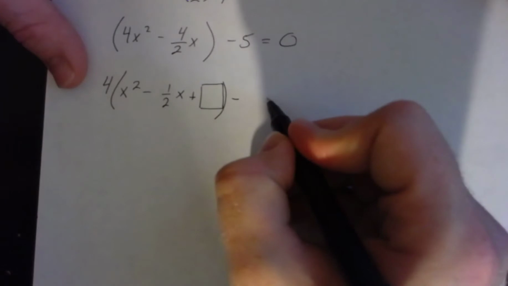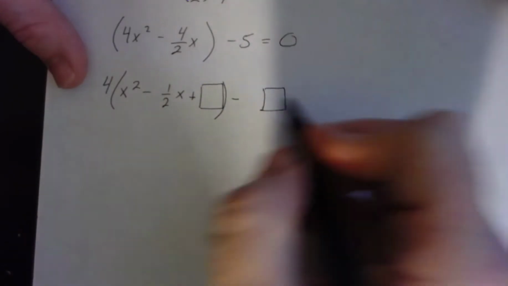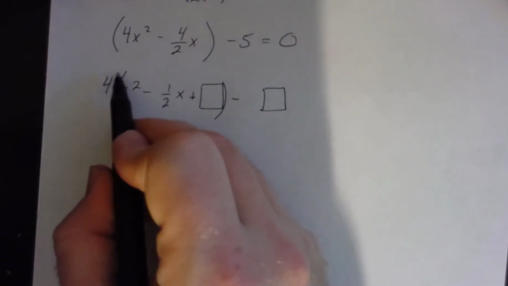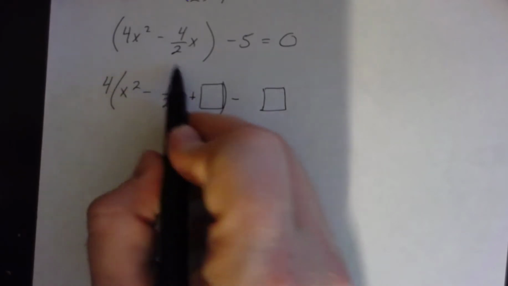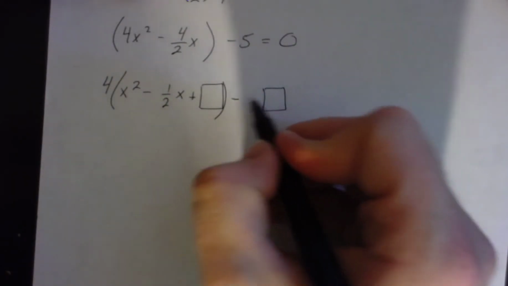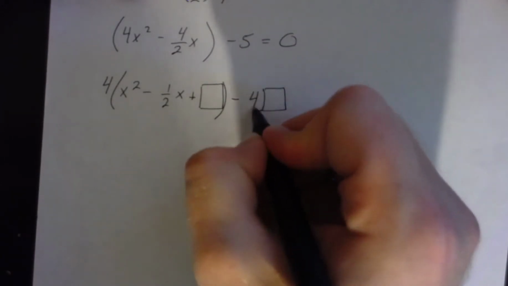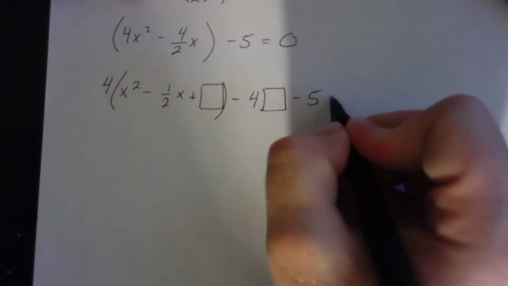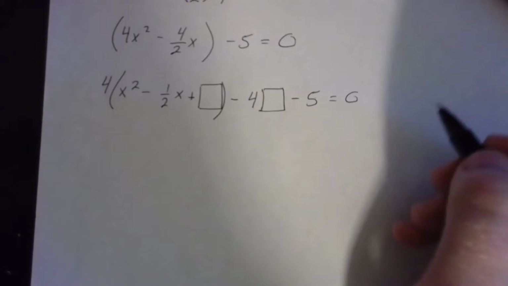But when I do subtract that box, I'm not just subtracting that box. You'll notice here, if I were to distribute this 4 back into this problem, it would be 4 times that box. So rather than just subtracting the box, I need to subtract 4 and that box. Minus 5 equals 0. Again, that minus 5 is just carrying down.